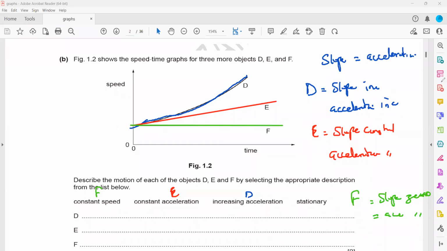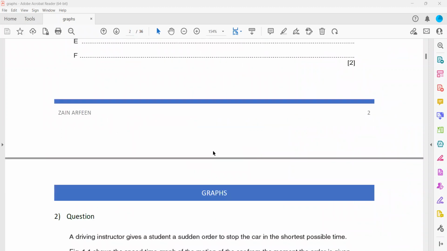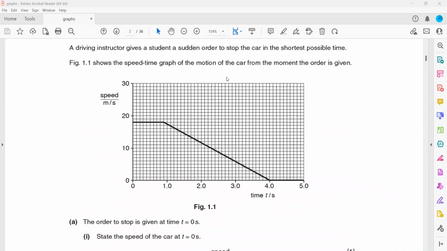Is it clear, this one, part B of question 1? Yes, sir. Okay. Moving on to the next question.